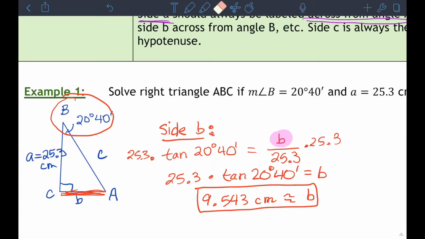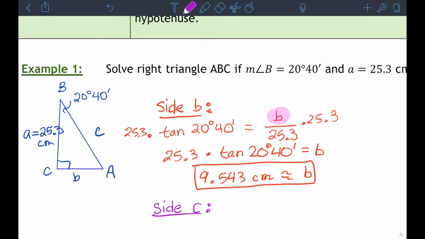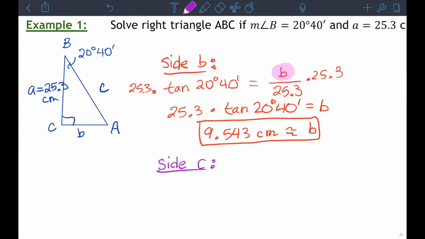Okay, kind of repeat. Let's find the value of side C. I know it's tempting to use Pythagorean theorem now that you have 2 sides, but it's better to always go back to your given information, because if we use that rounded off value that we got for side B, it's going to be kind of inaccurate. So we're just going to go back and use our original 2 pieces of information and do it kind of like we did side B.